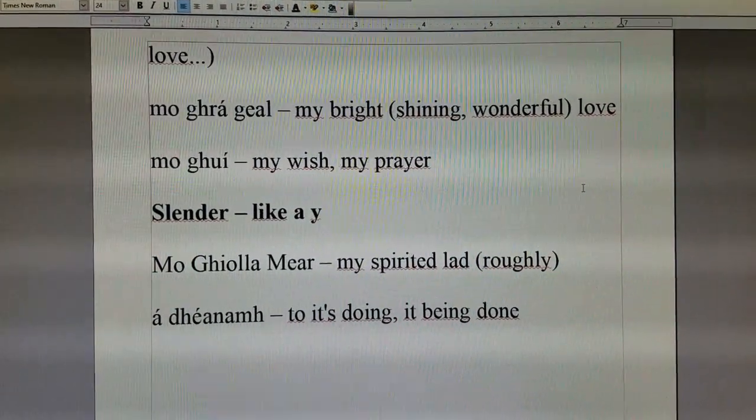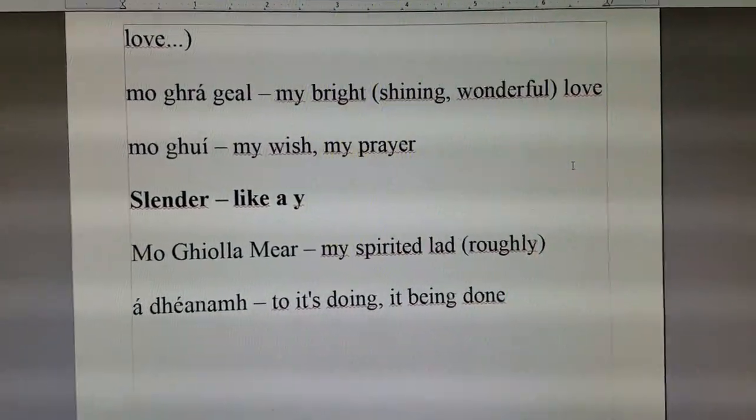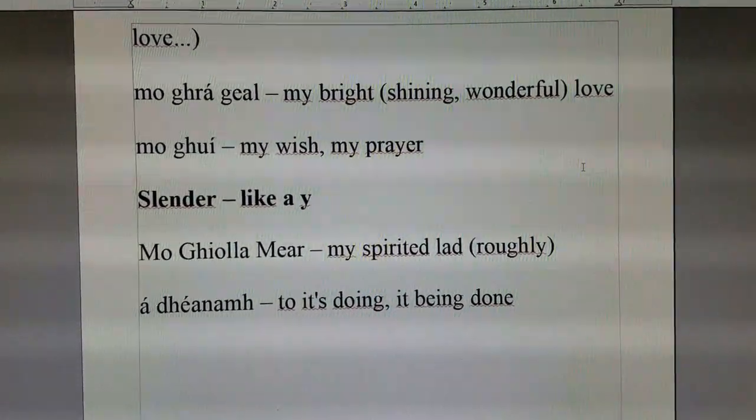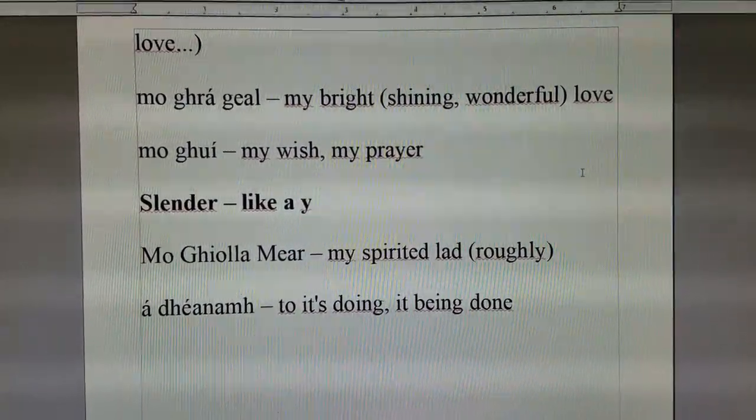So practice them. Say them out loud. Practice them a lot. And they will make your Irish sound much better if you get them right. Slán.